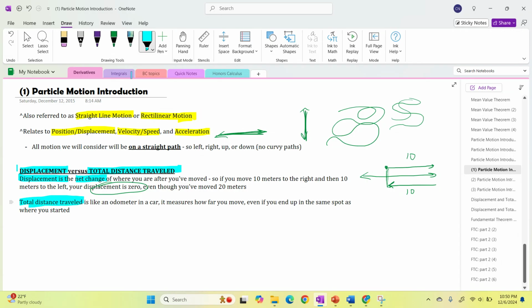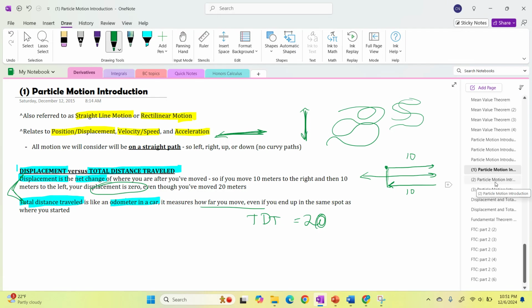That is different from total distance traveled. That's like the odometer in a car. Like if you get in your car and you drive to school and then you go back home, your displacement was 0 there, but your odometer racked up miles. So it's like the odometer in a car. So it's how far you move even if you end up in the same spot. So in this scenario here, your total distance traveled would be 20 if you go 10 to the right and 10 to the left. So very important that you don't mix these up because both of these are asked on the exam and we're going to practice answering both of those.